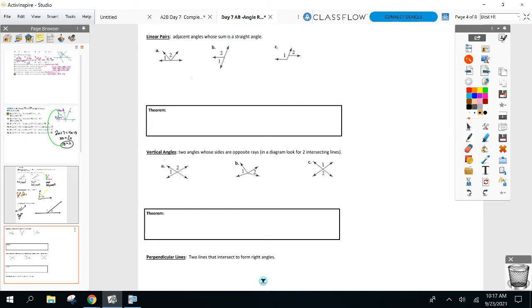Linear has the word what in it? Line, pair, two of them. Two angles, two adjacent angles that form a straight line. Okay, that's a linear pair. All right, so part A, do you think angles 1 and 2 are a linear pair? Uh-oh. Linear pair, angles 1 and 2? They are adjacent, but they don't do what? They don't form a straight angle, right? Absolutely not. So these are not linear pairs. Part A, not linear pairs.